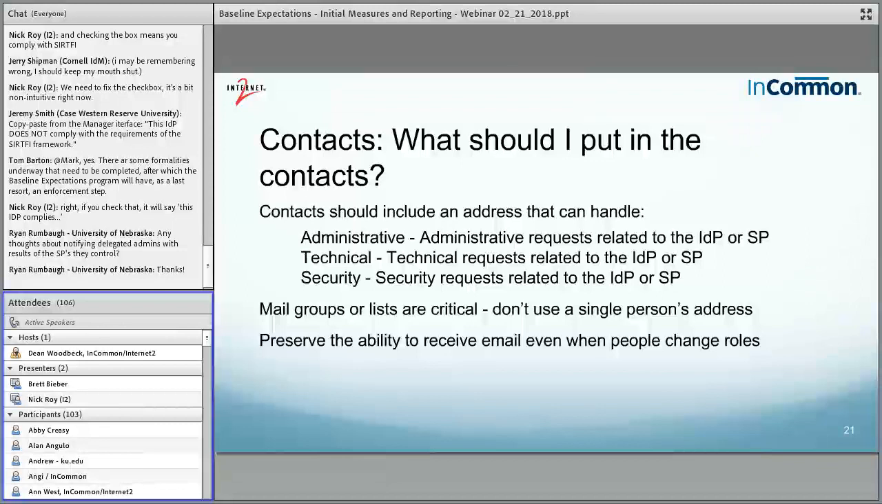And again, we encourage people not to use individual people's email addresses in those. They should be things like mail aliases, mail groups, lists. That way you can keep them pointed at the right people without having to touch metadata. As people change roles at your org, you can just update those aliases or lists.